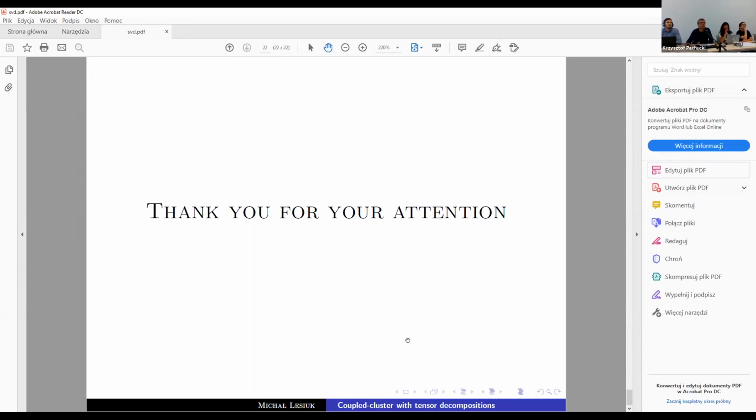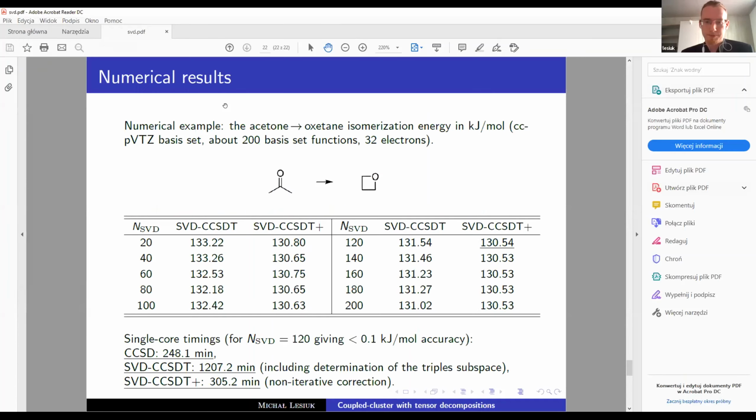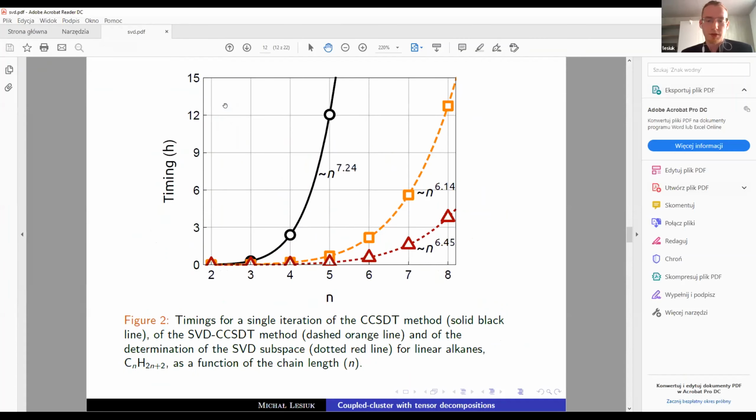What is the practical size of the system you can treat? Can you go to a few tens of electrons? Well, it of course depends on the basis set. In the case of double zeta, the larger calculations that I did were for alkanes with n equal 12, so C12H something.